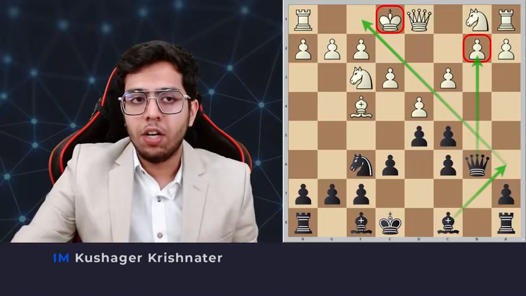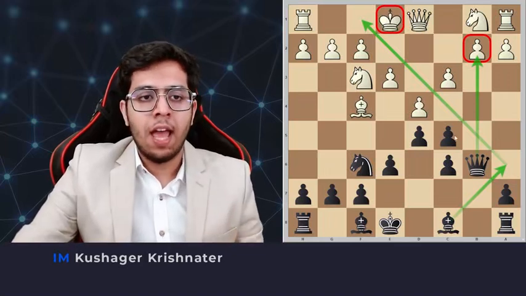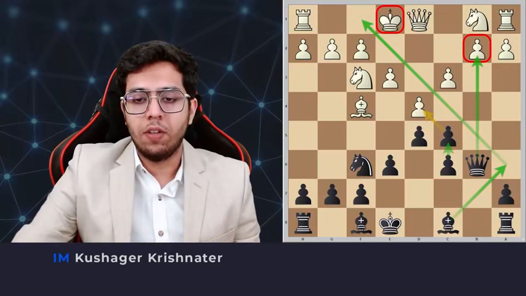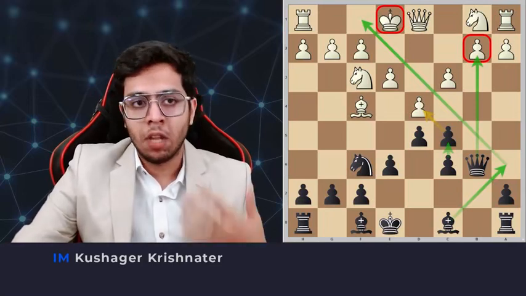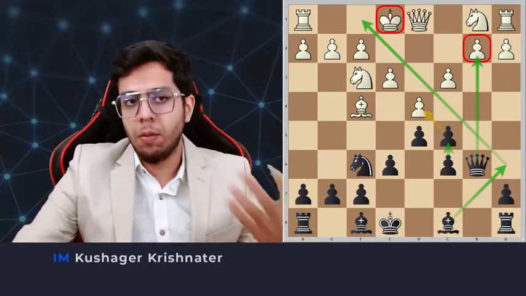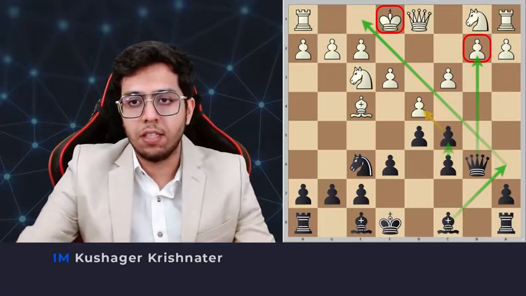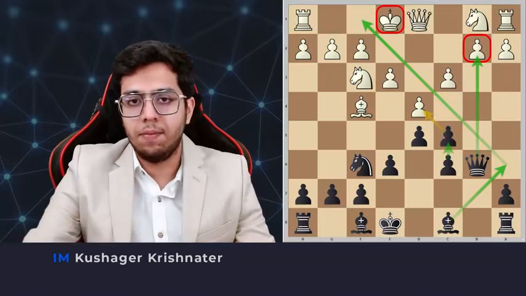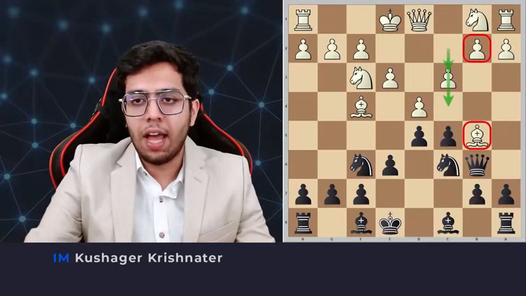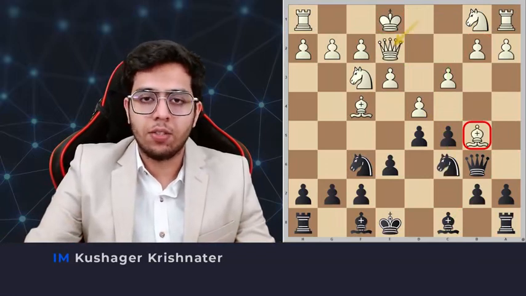Black is better due to the pair of bishops, and we are going to repair our pawn structure with c into d4 and c5, where we'll also be better due to the more active positioning of our pieces once we get bishop a6 in. And therefore, I think the only try here is queen e2.